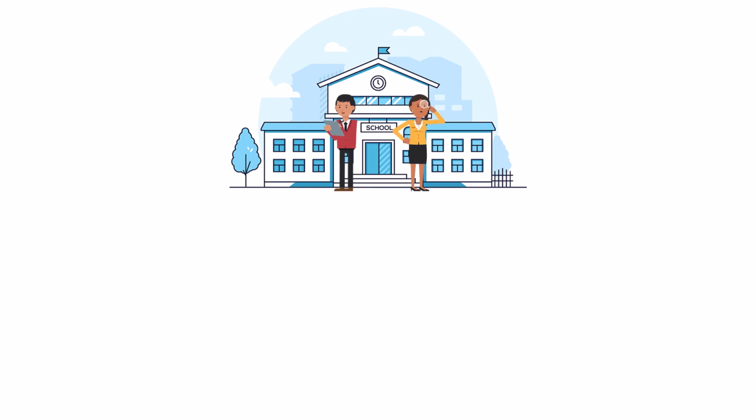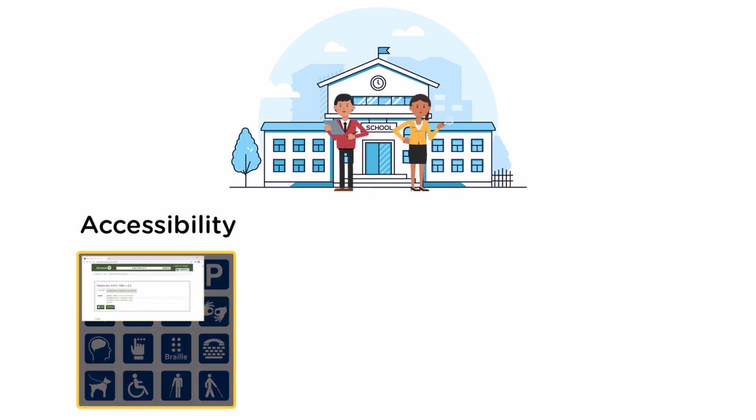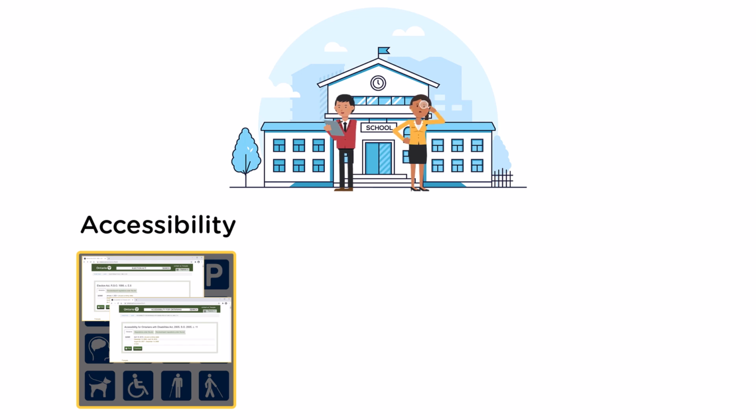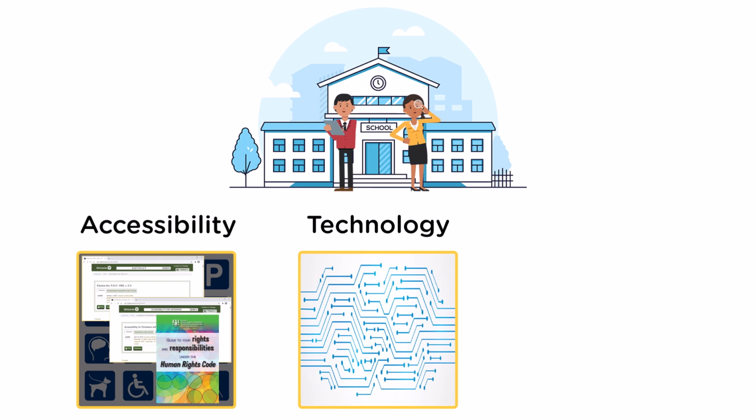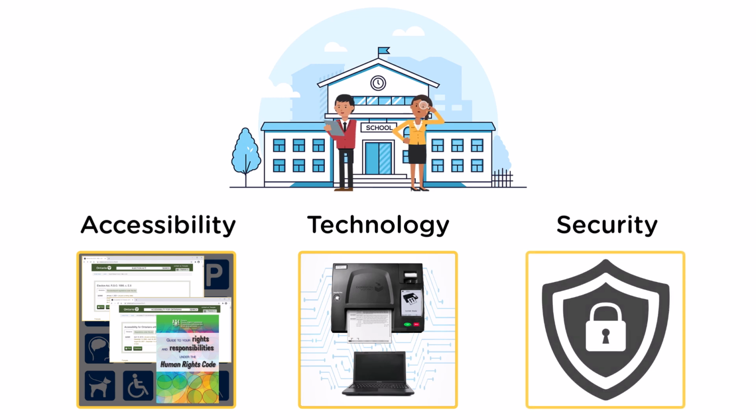Voting location inspection has three goals. Accessibility: to ensure each location is accessible for persons with disabilities, to comply with the Election Act requirements, the Accessibility for Ontarians with Disabilities Act, and the Human Rights Code. Technology: to determine if voting locations can support technology, such as tabulators and e-poll books. And security: to evaluate security measures.